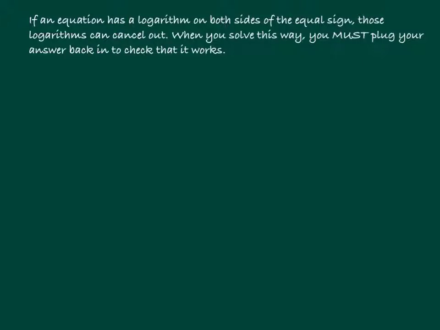Alright, and then the last type of logarithmic equations that we're going to do today is what we have if an equation has a logarithm on both sides of the equal sign. If we have log on one side and log on the other side and nothing else, those logarithms can cancel out. And when you solve this way, then you're just going to cross out the logs and solve it like baby algebra. But you must plug your answer back in to check that it works, because there are some things we can't take the logarithm of. So you just always have to check these.